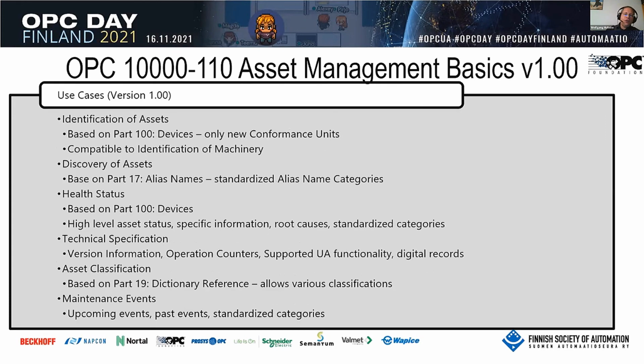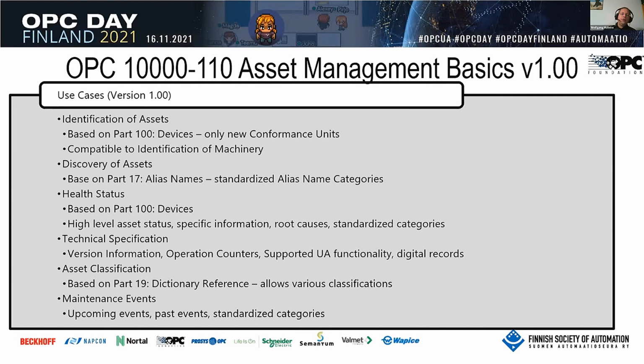And the use cases addressed in the first version is, of course, the identification of an asset based on the devices specification again. So we're not doing anything here with the information model. We're just defining new conformance units for that. The identification of the machinery specification is, of course, compatible to what we're doing in the asset management. So if you implement the machinery specification, the identification of an asset is automatically working.